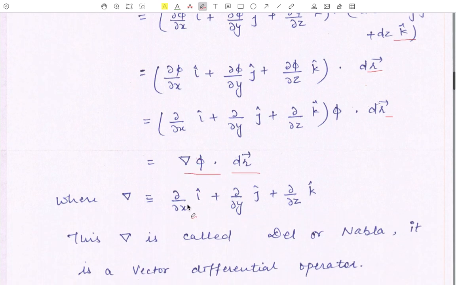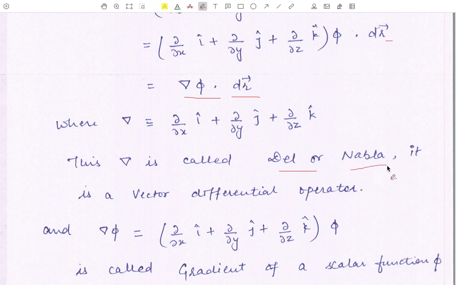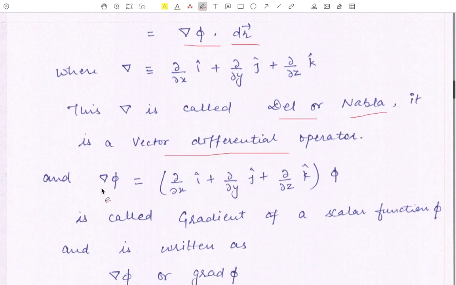Here del, which is ∂/∂x i cap plus ∂/∂y j cap plus ∂/∂z k cap, is called the del vector or the Nabla operator, and it is a vector differential operator. Okay. Now we have here del phi is equal to (∂/∂x i cap plus ∂/∂y j cap plus ∂/∂z k cap) of phi.